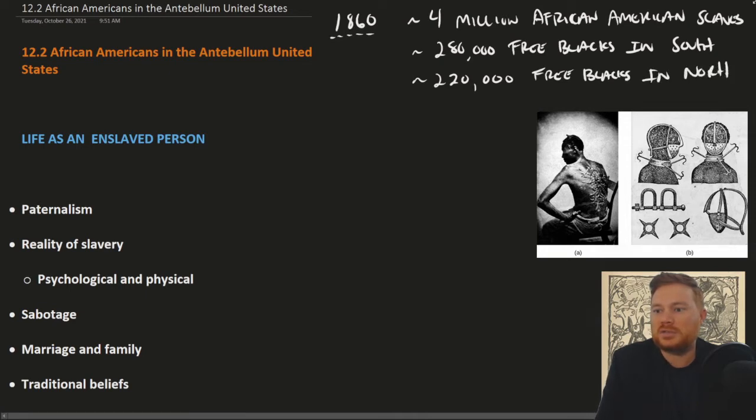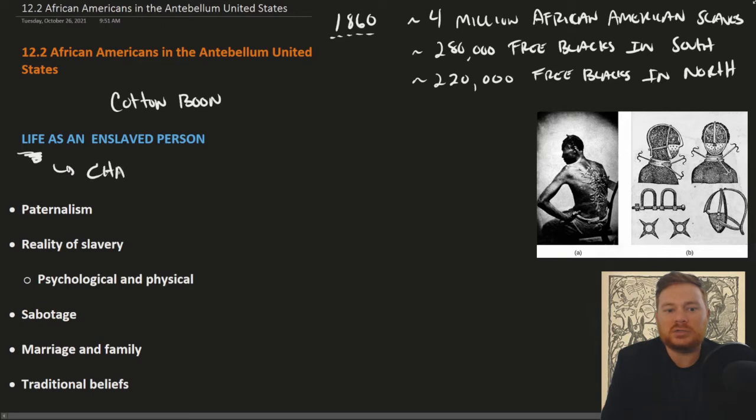And one of the significant changes during the antebellum period that we mentioned last time was the cotton boom, or the transition to cotton. So really life, or in this case, we'll talk first about the enslaved African population, life changed as a result of cotton. Some things remained the same. So, for example, ideas regarding paternalism didn't really change.